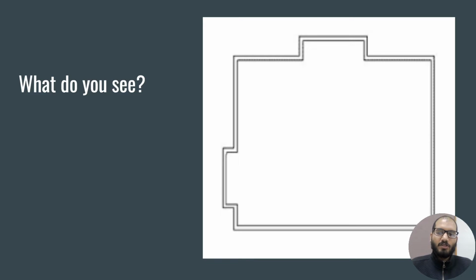So for example, if I give you this image right here, what do you see in here? From what I can tell, this is an outline of something. It doesn't have anything in it. It's just an outline and that's about it. I wouldn't know what to make of it.